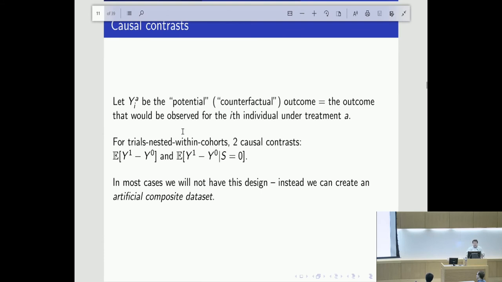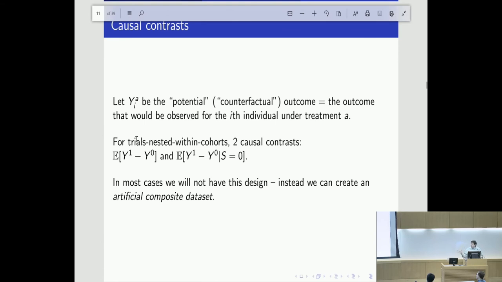It's also natural, after the trial is done, to ask what would be the treatment effect, comparing treatment and control, for the people not in the trial. That's the subset S0. So this we might call the marginal, and this the conditional on S equals 0 causal contrast. Okay.